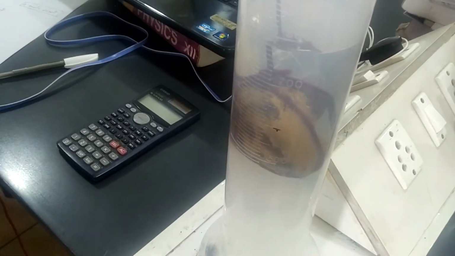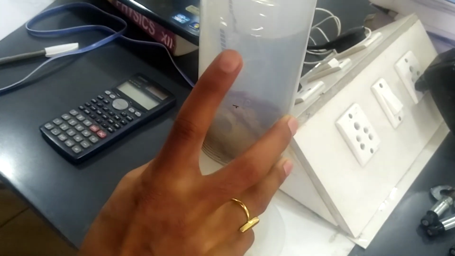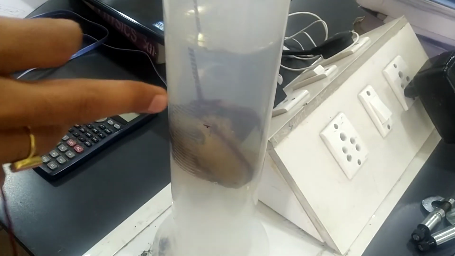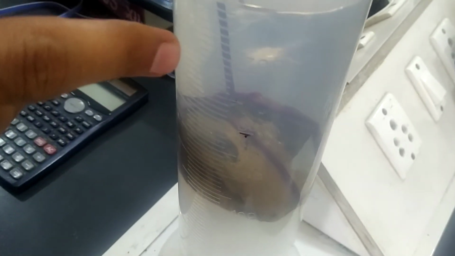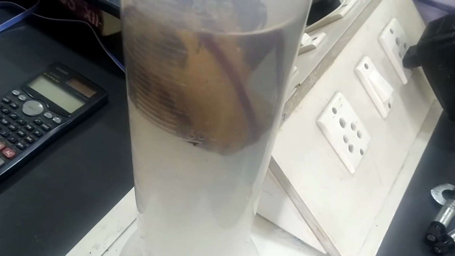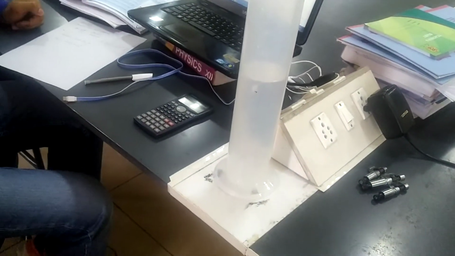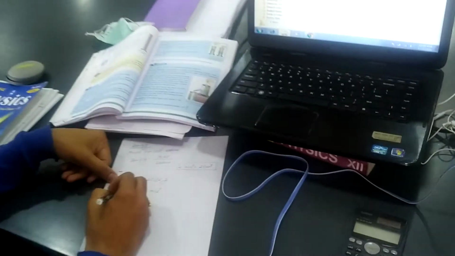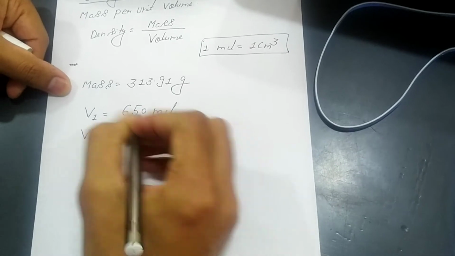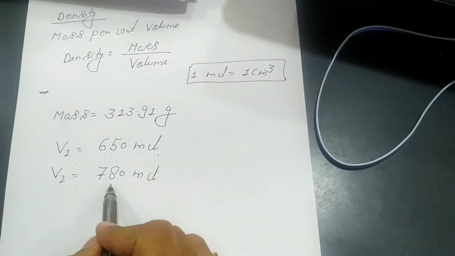So this is 700, then 750, 60, 70, 80. The water level has now risen up to 780. So what is V2? V2 is 780 ml. What was the mass? Mass was 313.91 gram. V1 is 650 ml. V2 is 780 ml.